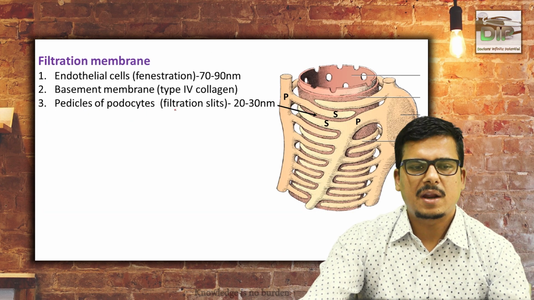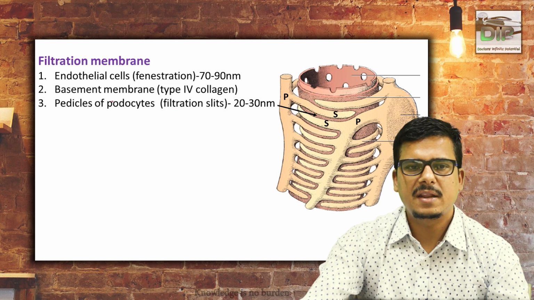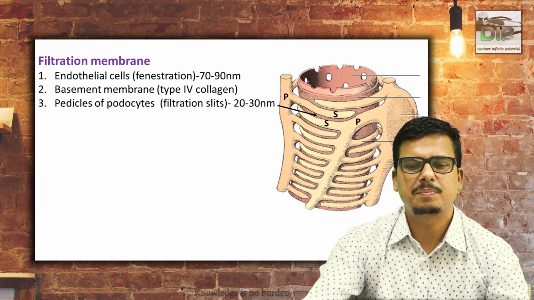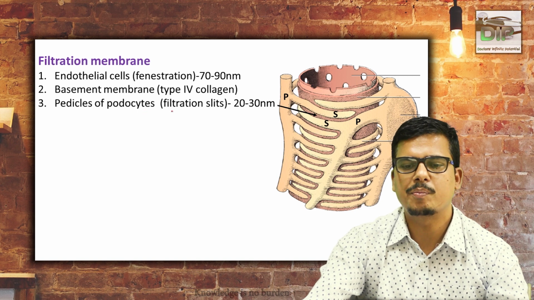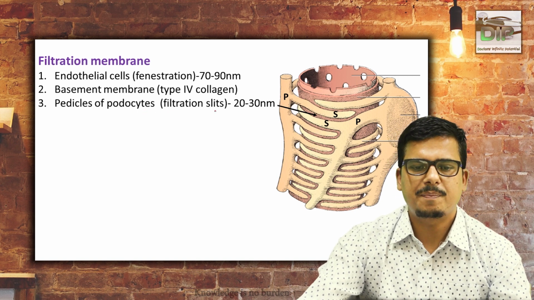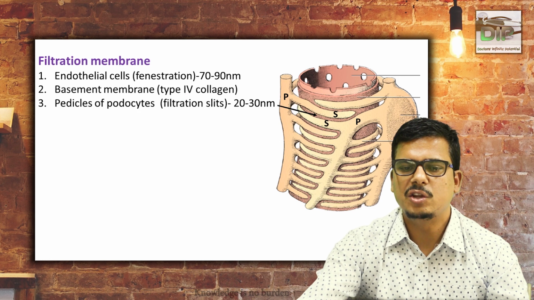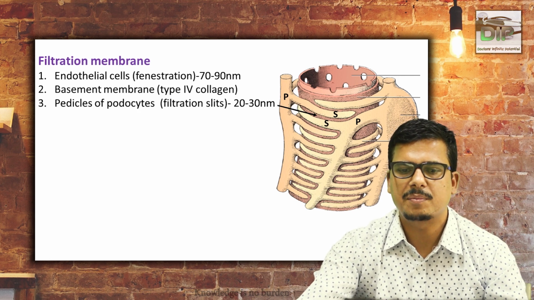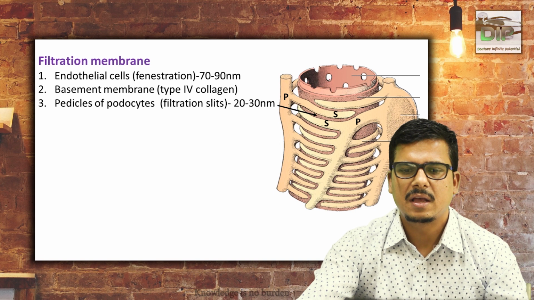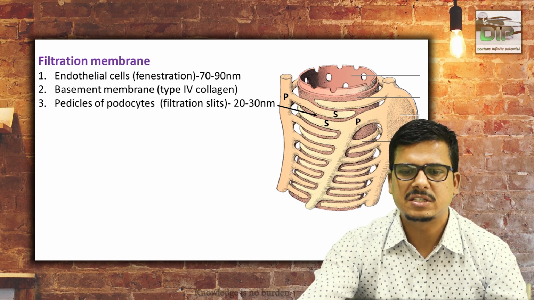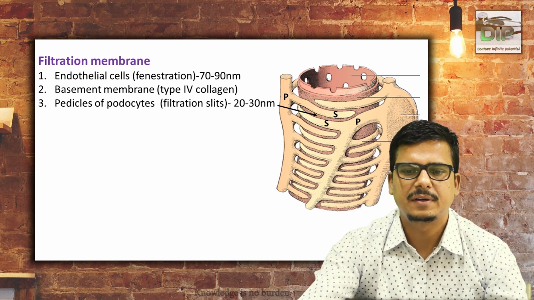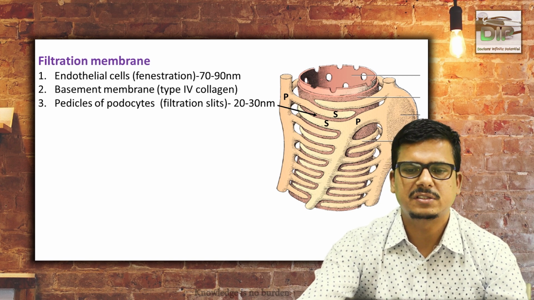So in this slide, we are going to see the filtration barrier through which blood has to pass before it forms the glomerular filtrate. Initially blood is lying in the lumen of the capillaries. This is the innermost region of the capillaries. As I previously told, it is lined by endothelial cells which contain small pores. This is called the fenestration. So first of all, blood has to pass through this fenestration. These are called the fenestrations of the endothelial cell, the size of which is about 70 to 90 nanometers.